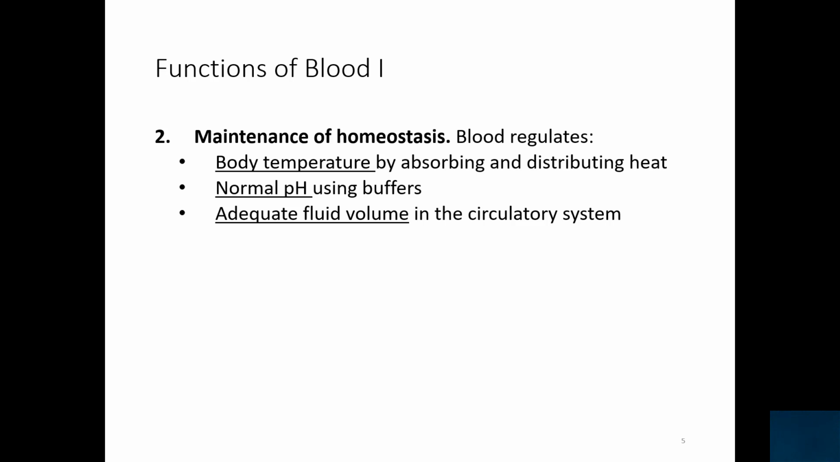Next function of blood is maintenance of homeostasis. Our blood regulates body temperature by absorbing heat from tissues, especially from working muscles, and distributing it through the body. Next one, buffers. Those special proteins that we have in our blood help us to maintain normal blood pH.